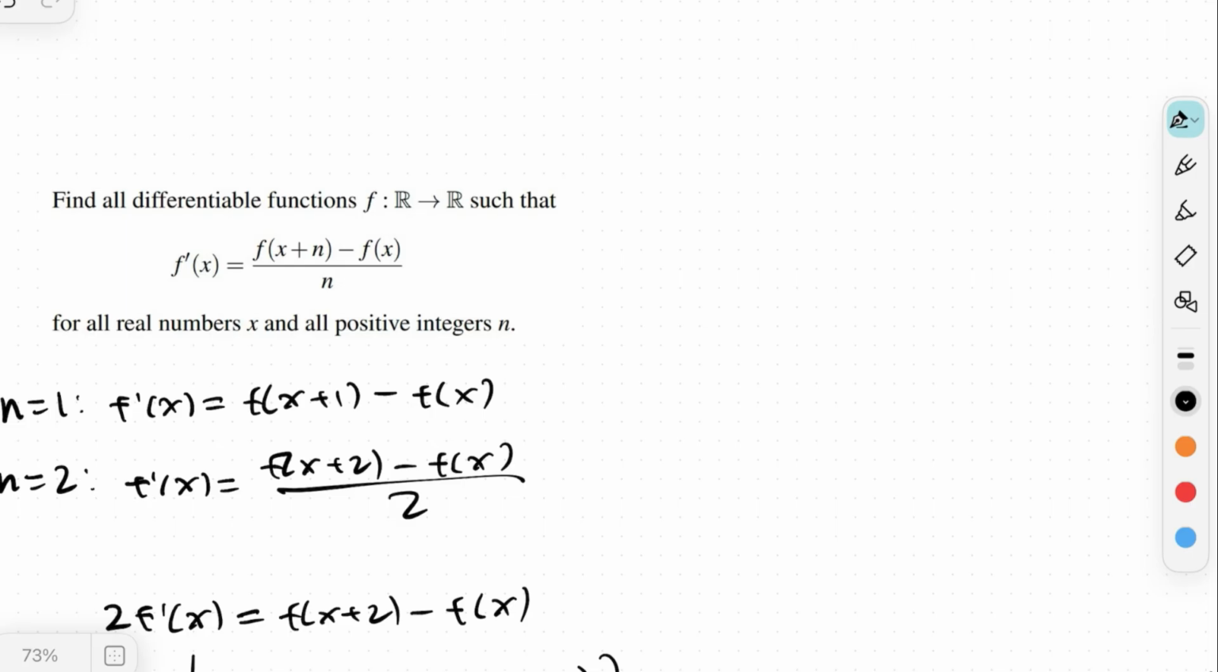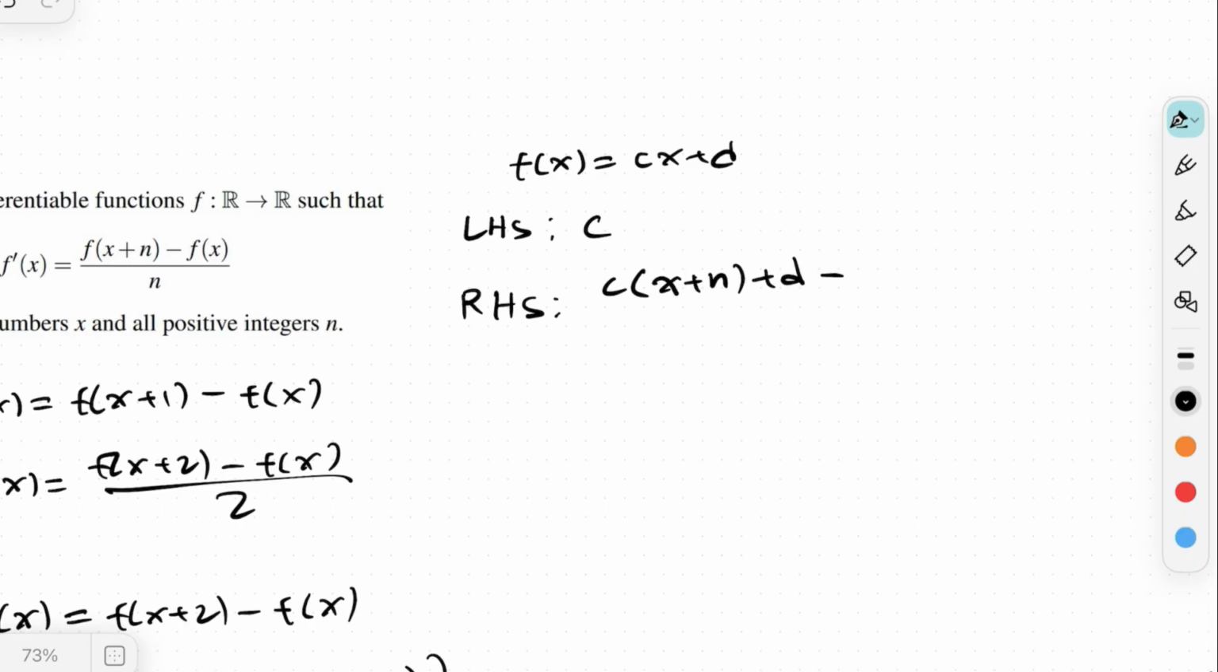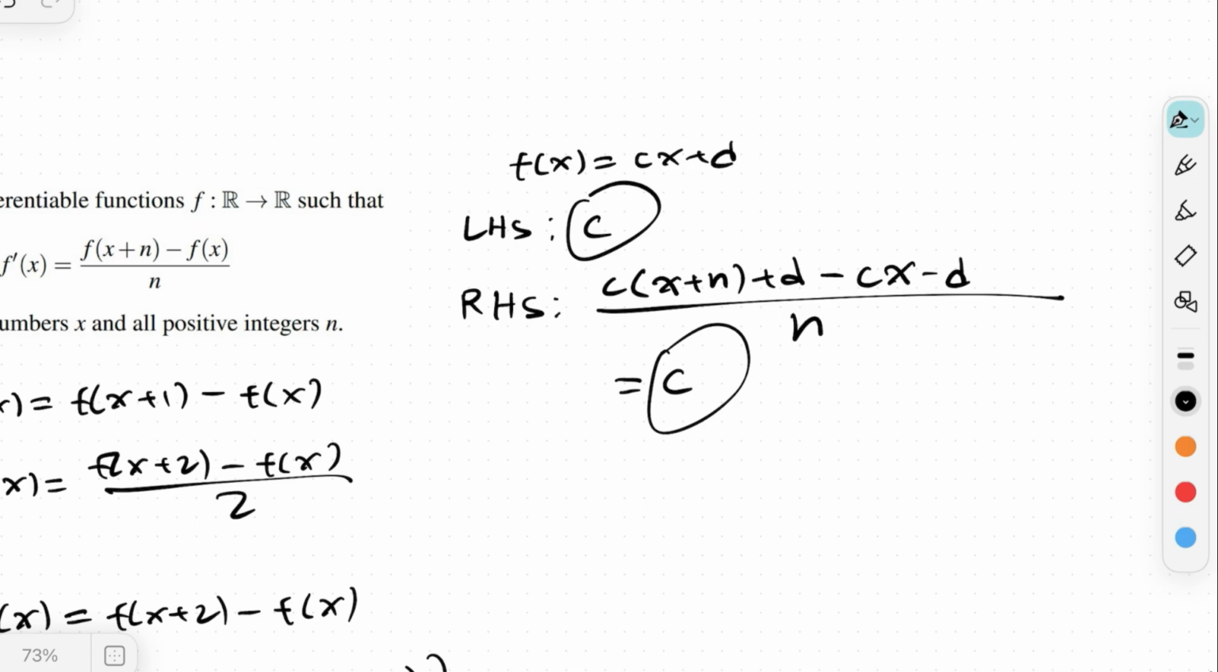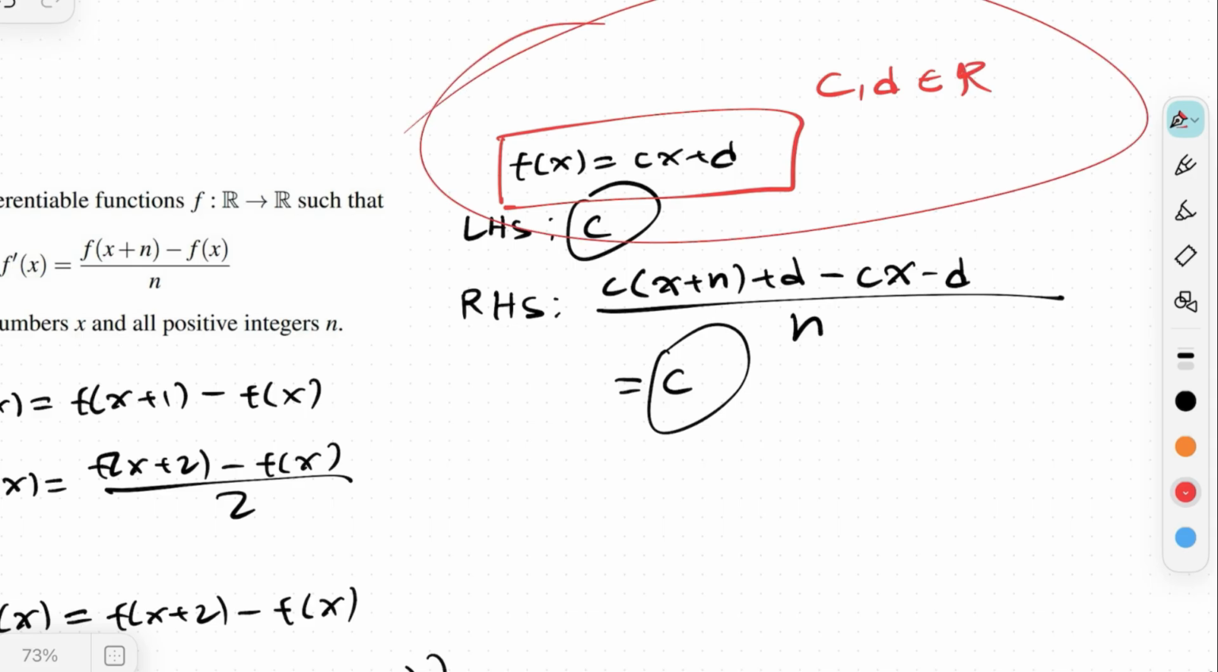So over here, let's check the left-hand side if f of x is equal to cx plus d. So left-hand side, this is just equal to c. Now on the right-hand side, this is going to be equal to c times x plus n plus d, right? And then minus f of x, that's going to be minus cx minus d, and then over n. And you can indeed see that this is equal to c. So left-hand side and right-hand side match, therefore we can just box this as our solution, say that c and d must be real numbers, and this is our answer to the problem. So there we go, we've solved it.